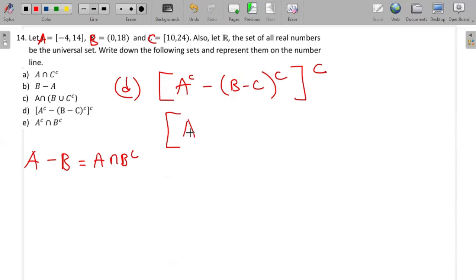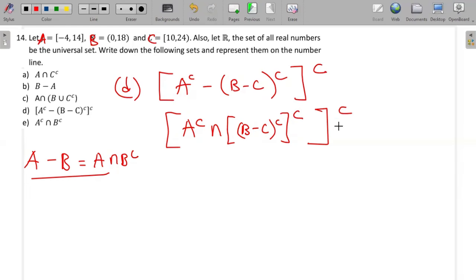So this is A complement, and since I have a minus here, I can use this rule. So it will be intersection B minus C complement, and then complement. And then I have the one which is outside, which is complement. I don't know if you've seen what I've done. If I have A minus B, this is the same as A intersection B complement. So here now I have A complement minus C, B minus C complement.